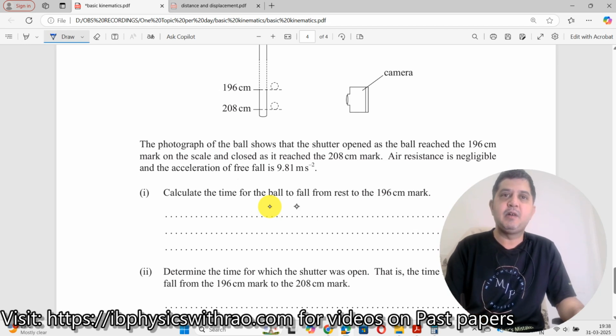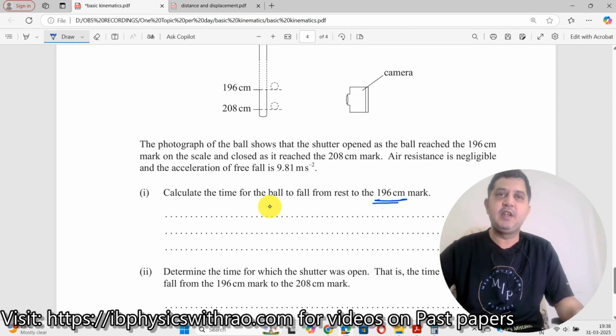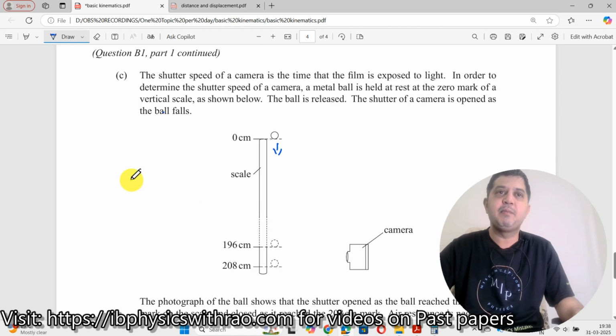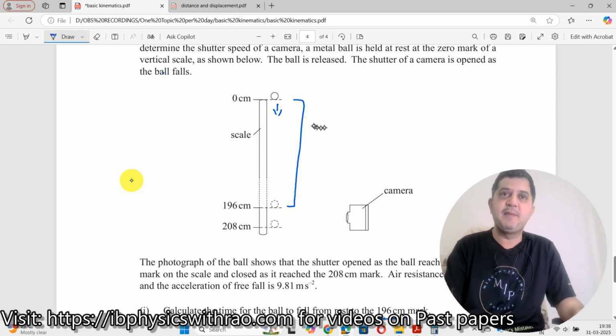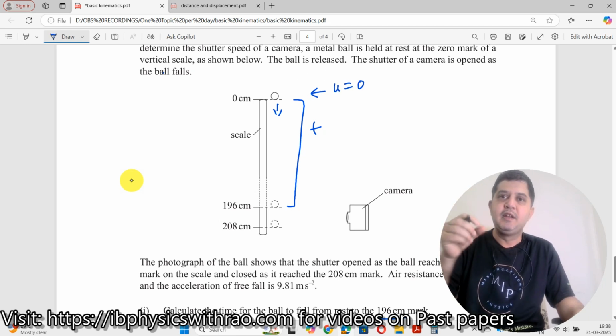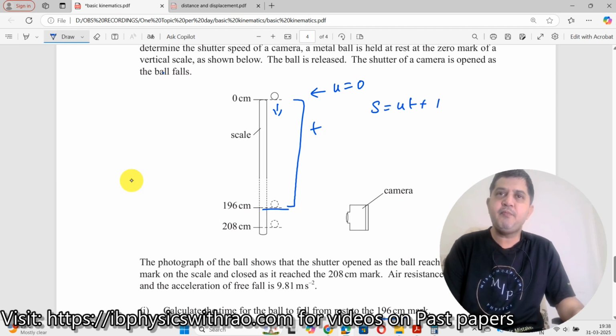Calculate the time taken for the ball to fall from rest to the 196 centimeter mark. You need to find the time taken by the ball to start from here and reach this point. This is the time which has been asked. How do you do it? Simple question. The initial velocity of the ball is 0, because it is dropped, not thrown. When it reaches this point, the time is t. So I can use my equation s equal to ut plus half at square, and s is nothing but 196 centimeter. If I convert it into meters, I get 1.96.